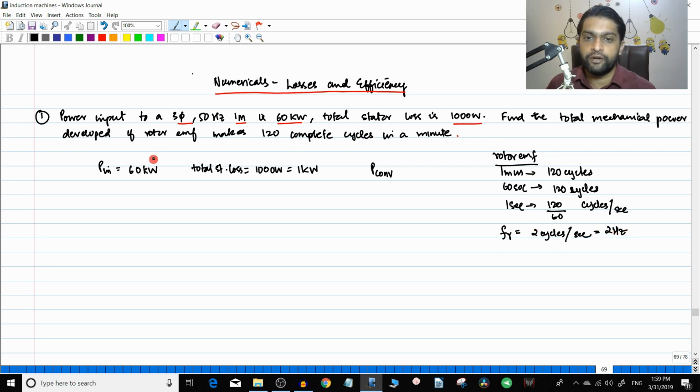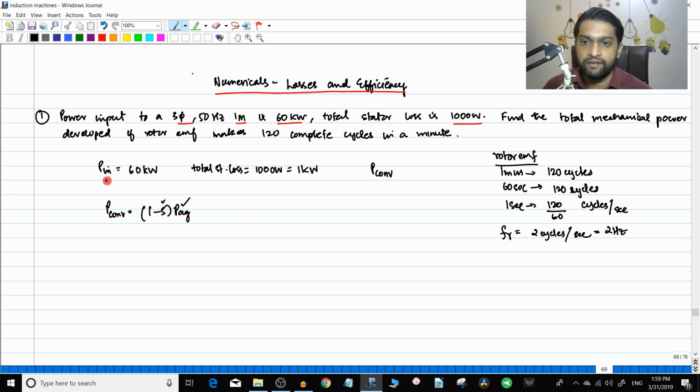So what you have to find? You have to find the converted power. Now, you know the converted power formula we have learned as of now. They have not given any rotor side losses. So the formula that we have at our disposal is (1 minus S) into PAG. If you know the value of S and the value of PAG, you can easily find the converted power. Now let's find what is PAG.